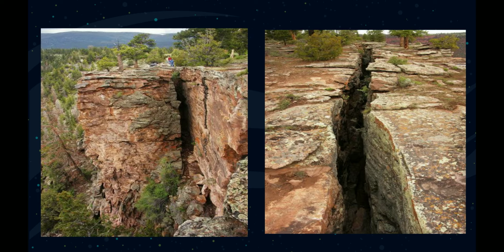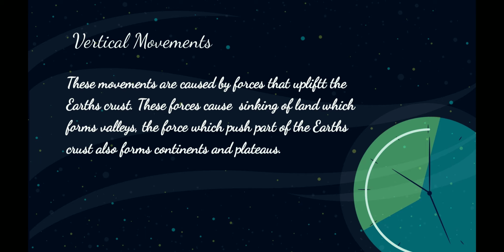Here are some examples of faulting. Such forces that act on rocks from two opposite directions are called tensional forces. Vertical movements. These movements are caused by forces that uplift the Earth's crust or cause its gradual caving or sinking.